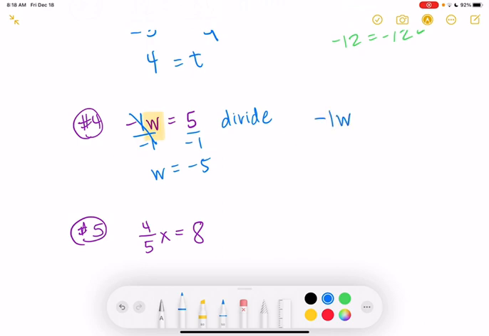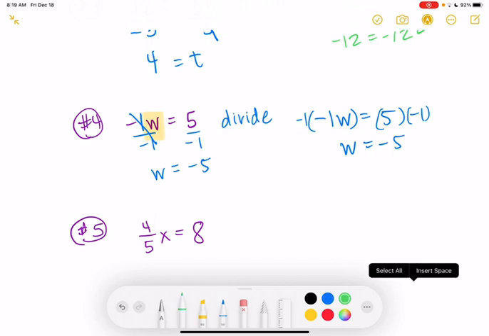If we had negative 1 w equals 5, they would see that negative 1 and think, well, if I wanted it to be a positive 1, I could multiply both sides by negative 1. When I do that, negative 1 times negative 1 is a positive 1. W equals 5 times negative 1 would be a negative 5. Either way is correct. Just my personal preference is the one on the left, but if the one on the right makes more sense to you, go for it. And let's do a quick little check.